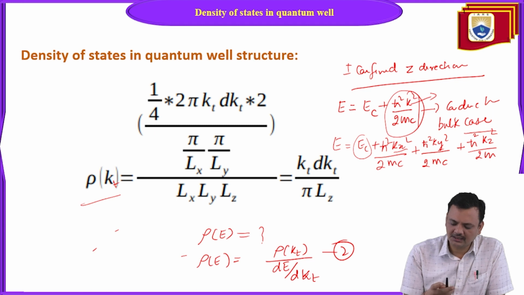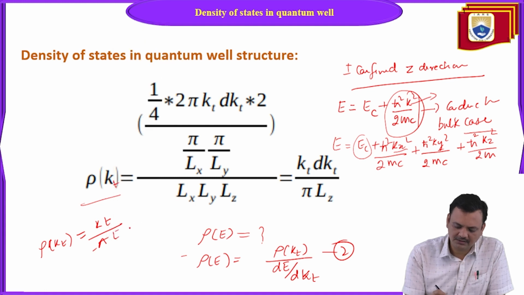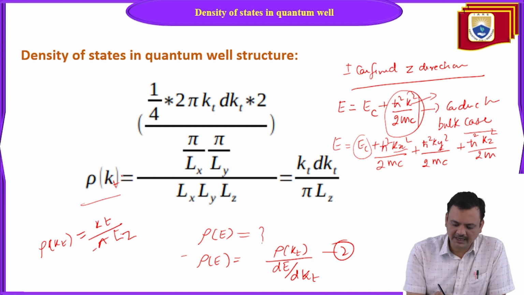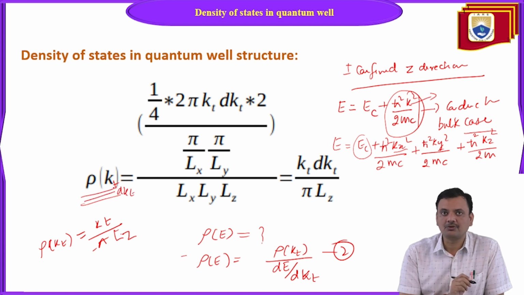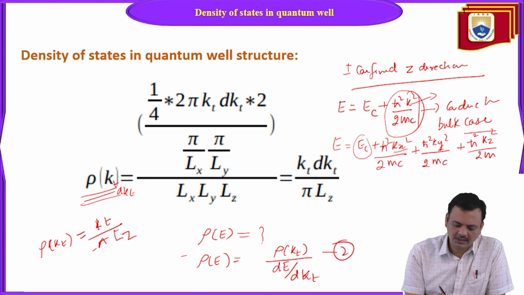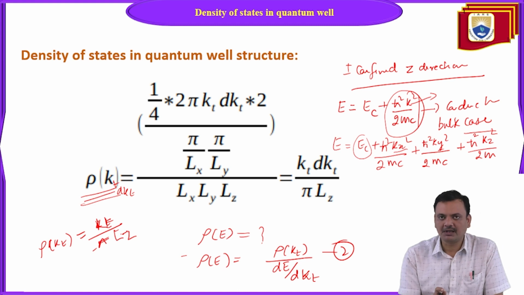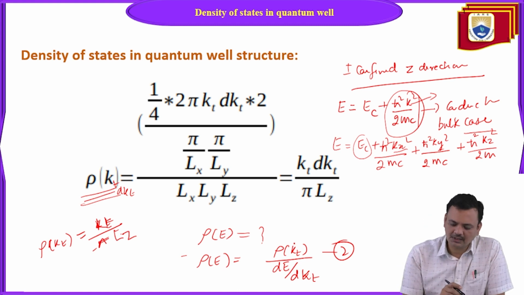Rho kt is kt upon pi multiplied by Lz. So this is actually rho kt dkt. If you are considering only the rho kt value, its value will be kt, where t is the suffix, upon pi multiplied by Lz. So put this value here.